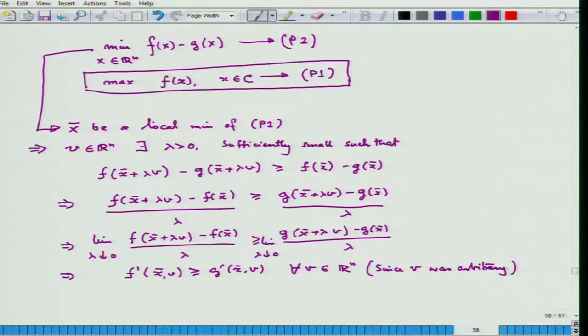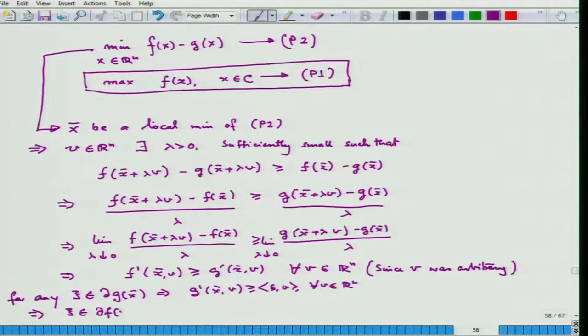Now, if you look at this, this is also an optimality condition, but in the minimality form. But you see from here, you cannot go back to this. You cannot show that x bar is a local minimum, impossible. Now, what would this imply? Can I transfer it into a subdifferential condition? Of course, for any xi element of del g x bar, it would imply that g dash x bar v is greater than or equal to xi v for all v element of Rn. So, xi is also an element of del f of x bar, which simply implies that del g of x bar is actually a subset of del f of x bar.